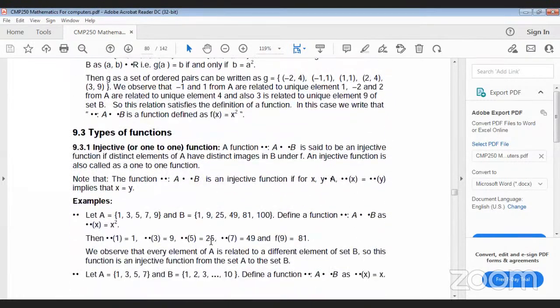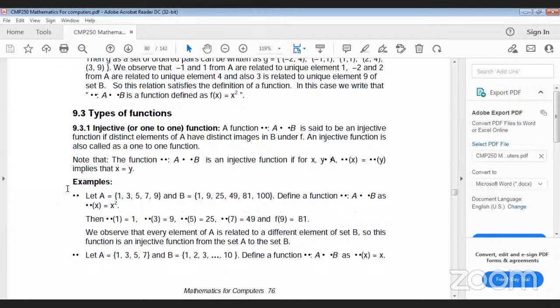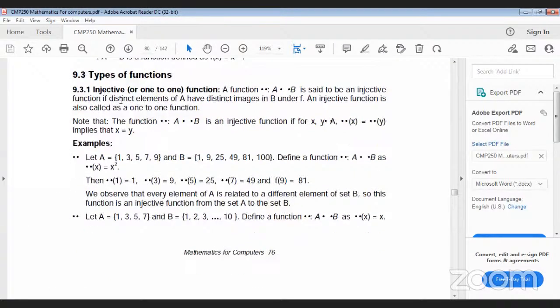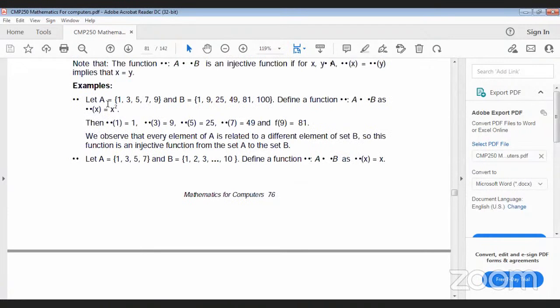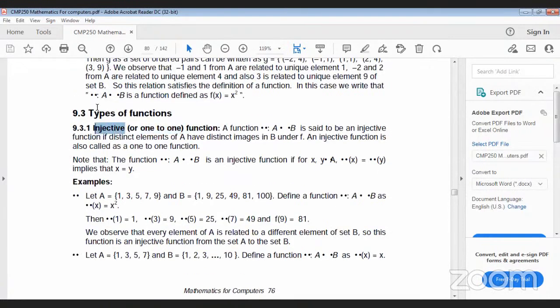Codomain, domain and range. Now let's talk about types of functions. There are two types of functions. The first one is one-one and the second one is onto functions. Now a one-one function is also called an injective function. What happens over here?